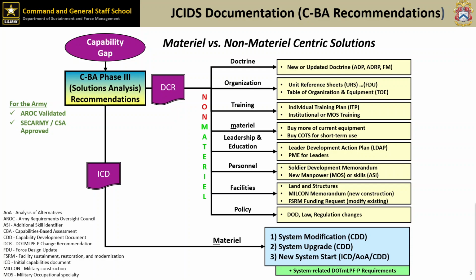It's often also called a little m solution. That's why it's lowercase, because we're not talking about a new start material. We're talking about buying more of something we already have. We're talking about buying some commercial off-the-shelf kit that exists that we can employ for a short-term solution, that kind of stuff. The other document that can come out of here for a new material start is called an ICD, an Initial Capabilities Document, and that describes a material capability that we are pursuing building, right? Researching, experimenting, testing, designing, all that stuff to get us to fielding.